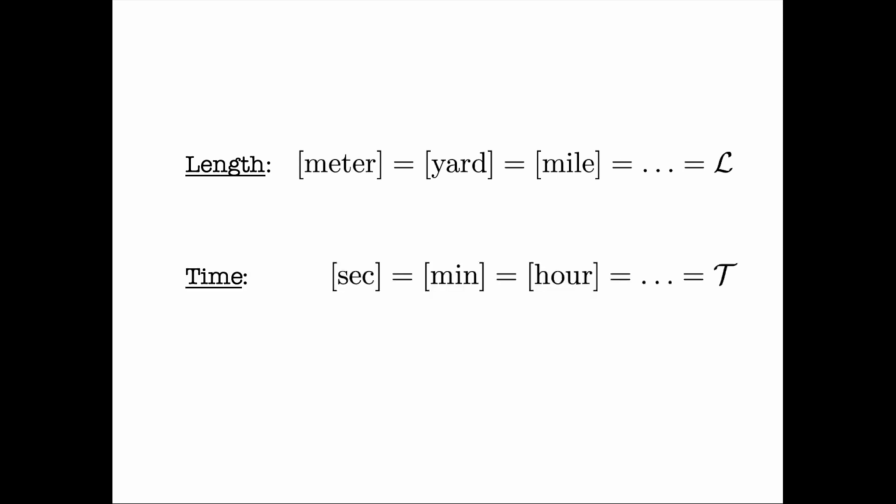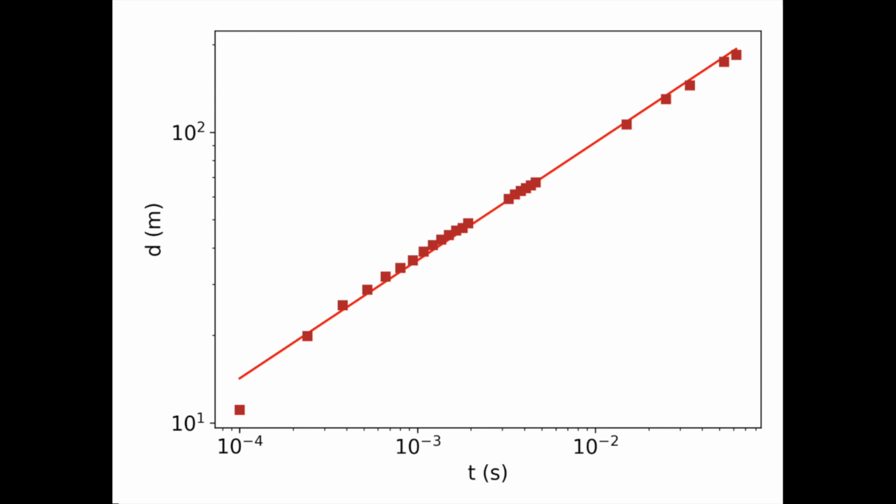Similarly, the dimension of seconds is the same as that of minutes or hours, namely capital T, the generic dimension of time. We'll have more opportunities to discuss units and dimensions in the future. Let's assume for now that we agree that d and t have different dimensions. The dimension of the size d is capital L, and the dimension of the time t is capital T. If size and time are connected by a power law, d is equal to k times t to the power alpha, what is the dimension of k? Using the bracket notation, we have the dimensions of k are equal to the dimensions of d over the dimensions of t to the power alpha.